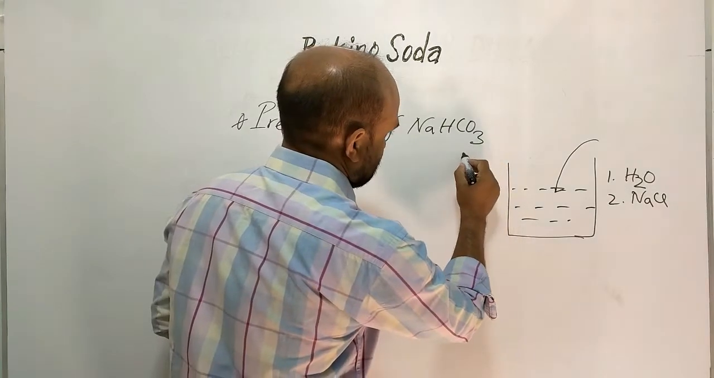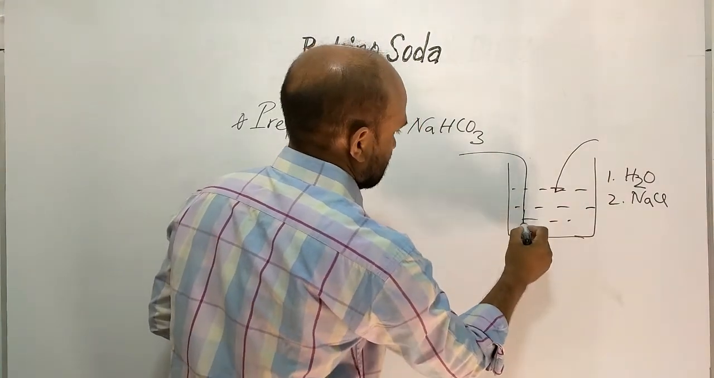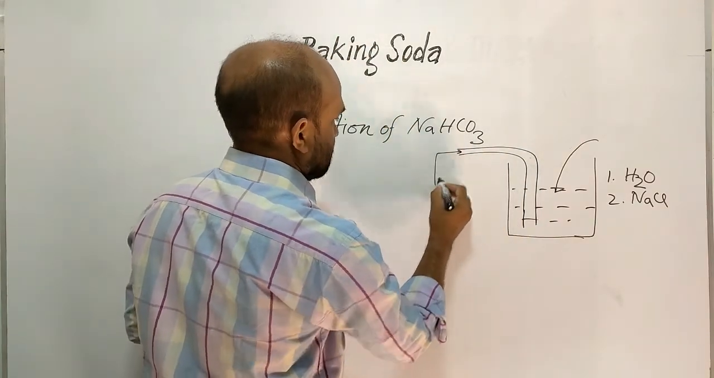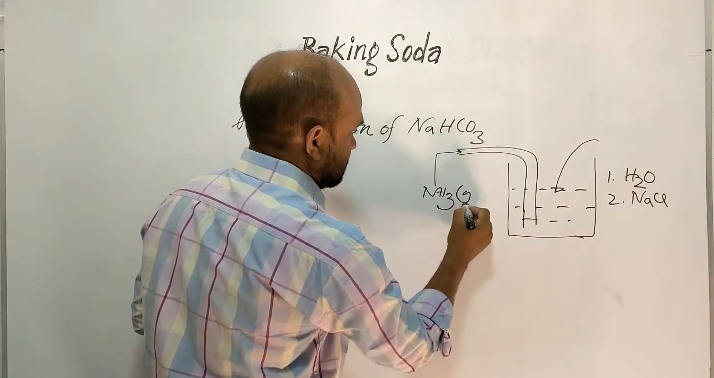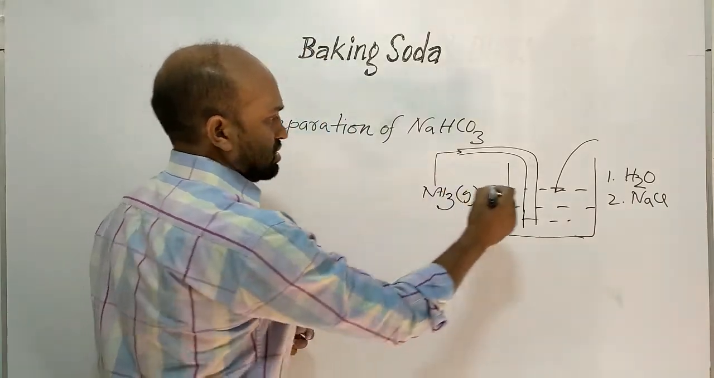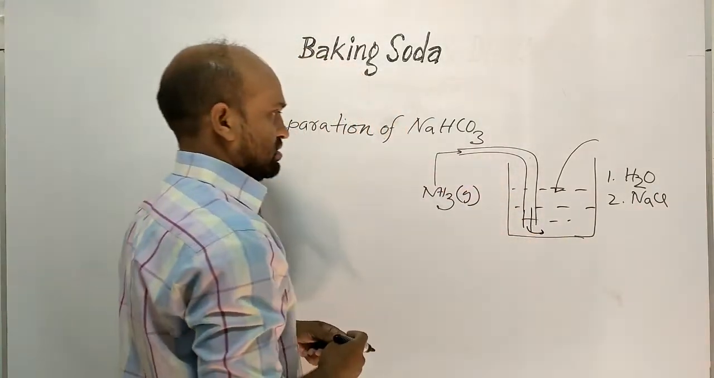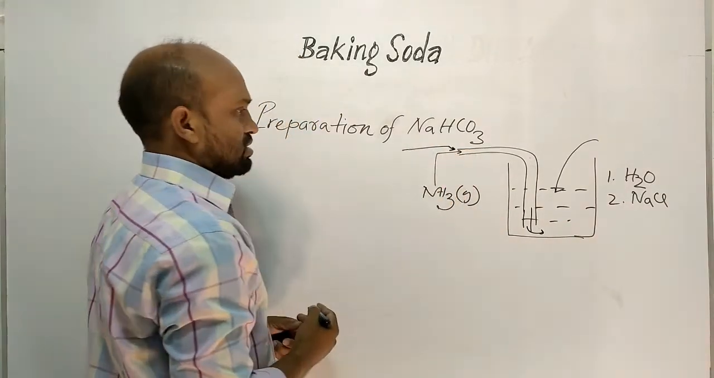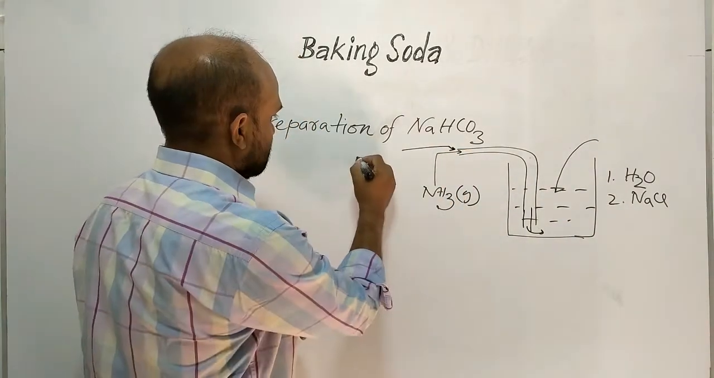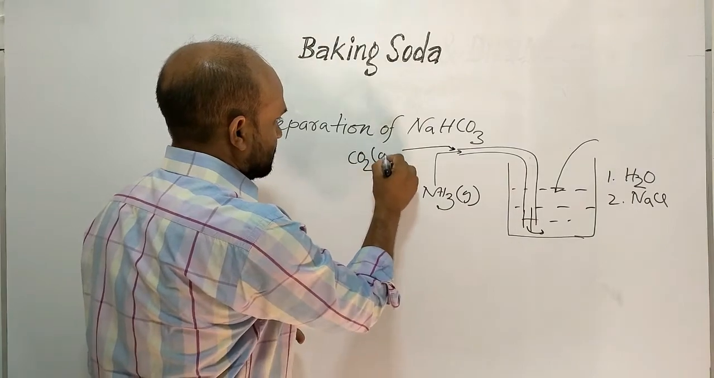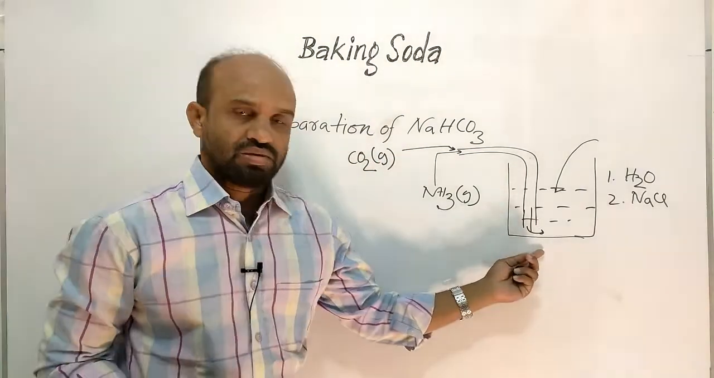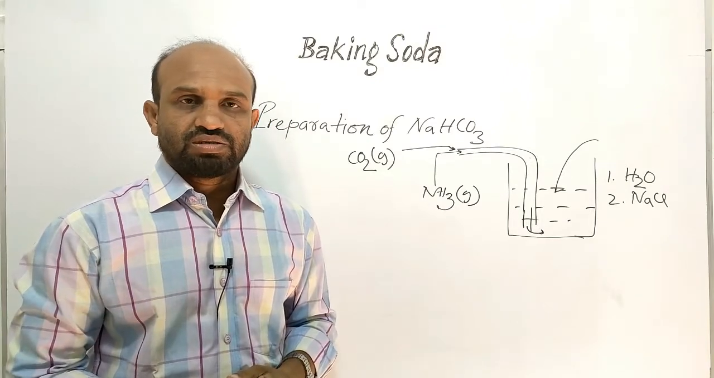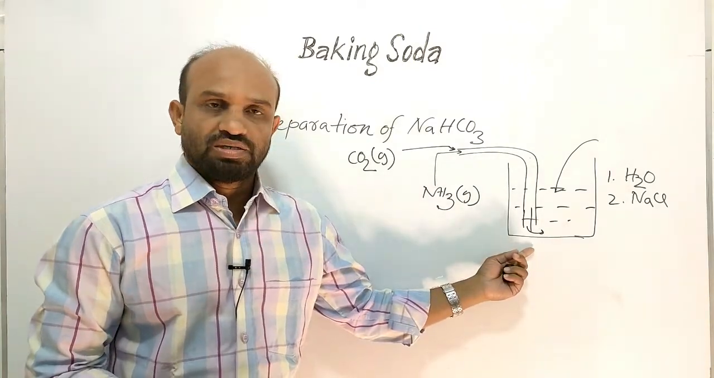Now, in this saturated solution of sodium chloride, ammonia gas is blown in. After that, to the same solution, carbon dioxide gas is passed. Now, let's see what reactions happen inside the beaker.